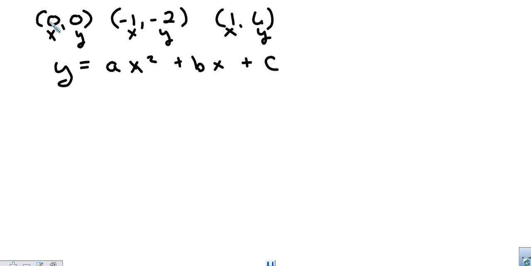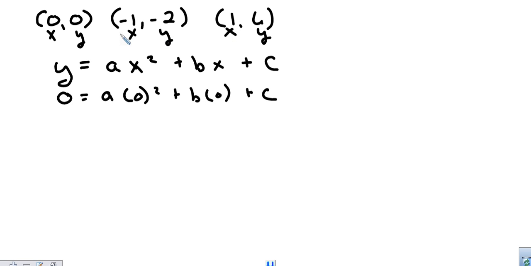In our first point, x is 0, y is 0. So we can write a quadratic here that says 0 is equal to a times 0 squared plus b times 0 plus c. So let's make sure we understand what we did. We had the point (0, 0). 0 is x and 0 is y. So we took the standard form of a quadratic and substituted 0 for y and substituted 0 for both of our x's. And we can do this with all 3 of our data points.